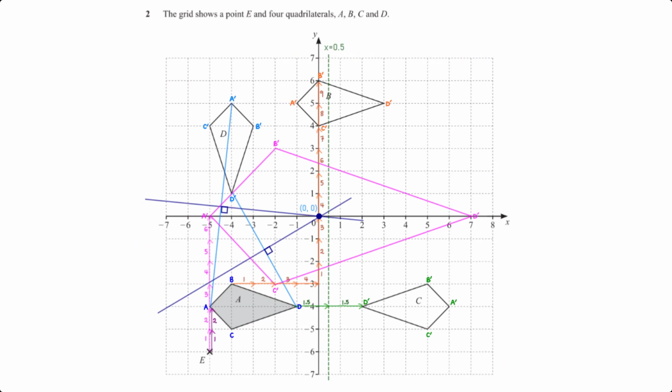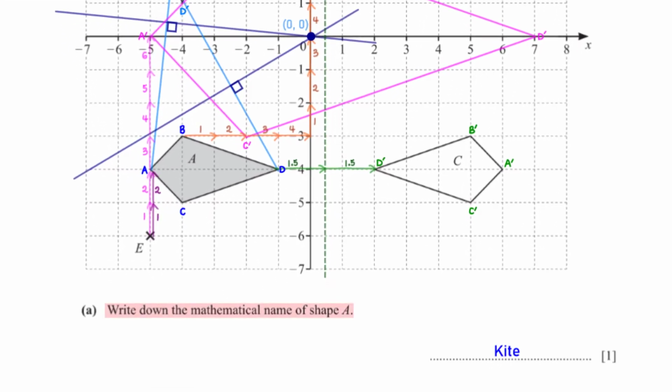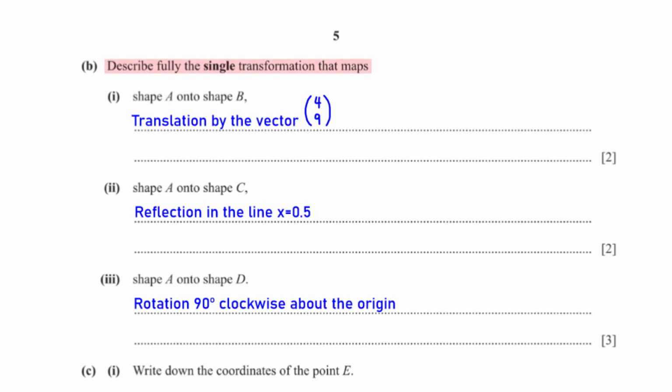The grid shows a point E and four quadrilaterals A, B, C, and D. Write down the mathematical name of shape A. Shape A is a kite. Describe fully the single transformation that maps shape A onto shape B.